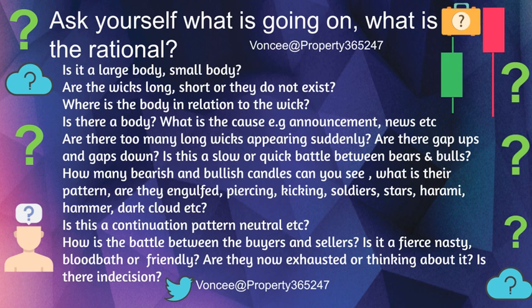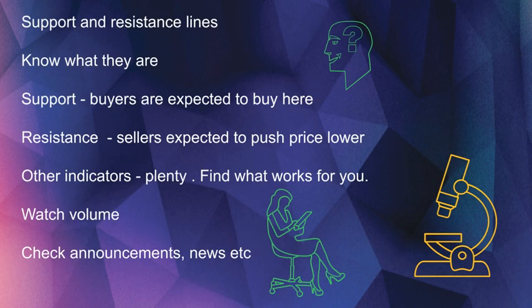Is there indecision? As well, you need to look at your support and resistance lines. If some of you don't know what this is, the support line, which is always horizontal, is where buyers are expected to buy far more, and the resistance line, which is also horizontal, is where sellers are expected to push the price lower. How simple can I put it? So there is some resistance there. The price is being pushed down. So that's the resistance there.